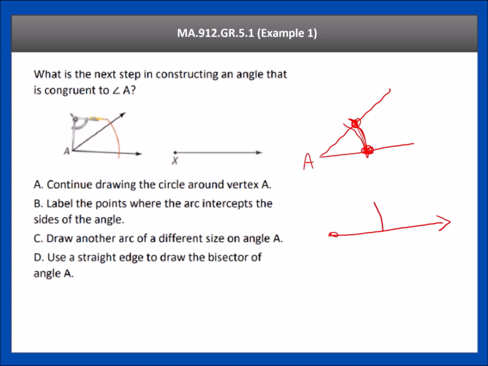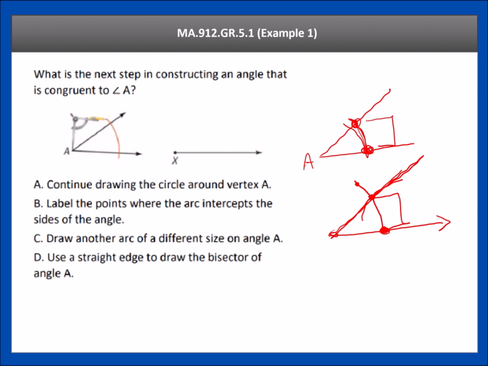And then you're going to repeat that on the other ray. You're going to continue to do this. And then once you do that, you're going to measure this distance with your compass. And then with that measurement, you're going to put one end of the compass here, and with the other end, you're going to draw an arc of that same length, right? And then you can connect where those two arcs cross, and that will be the copy of your angle.